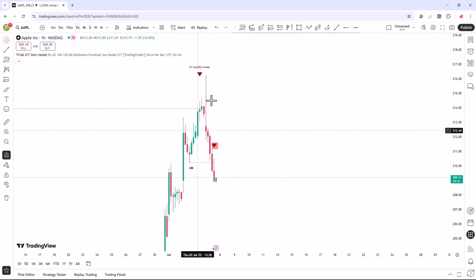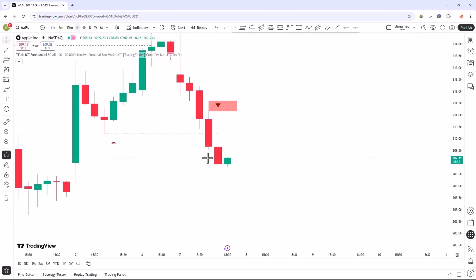In this 1-hour section, there was liquidity, which was swept as the price moved upward, and after that, it started to drop. Here, the MSS has been broken, and in this part, an FBG zone has also formed.